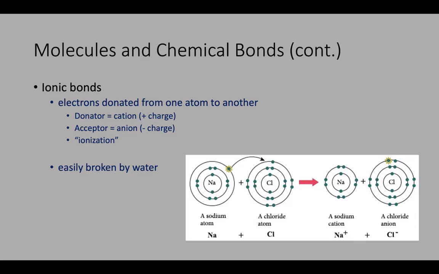Sodium becomes the cation, positively charged. Chlorine becomes chloride, the negative ion. It's negatively charged, the anion. So the one that gives it becomes positive. Yes, the one that gives it away becomes positive because it's getting rid of a negative charge. So it's getting more positive.